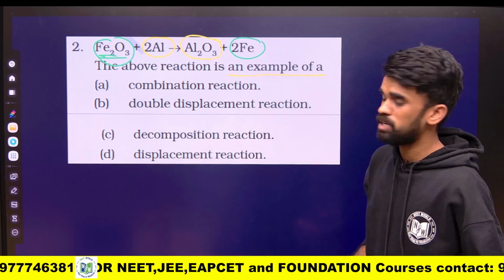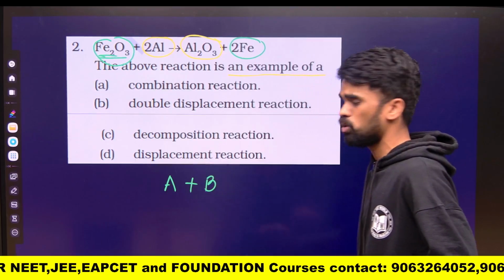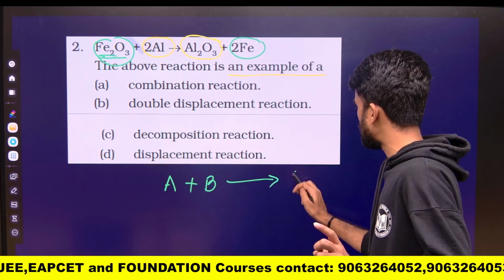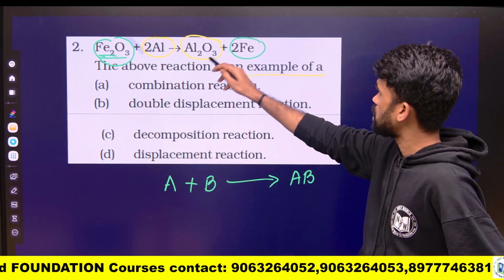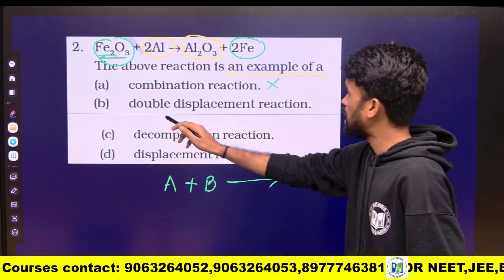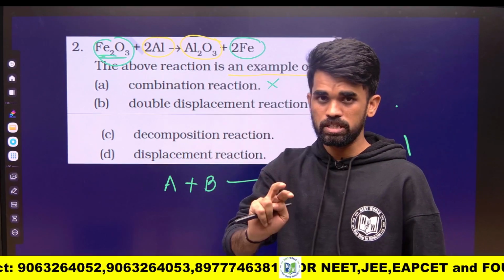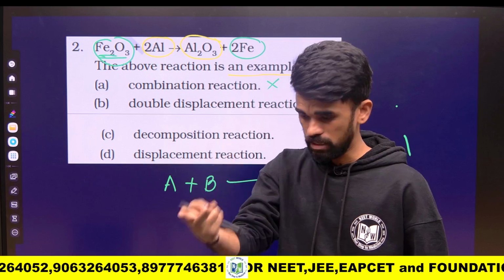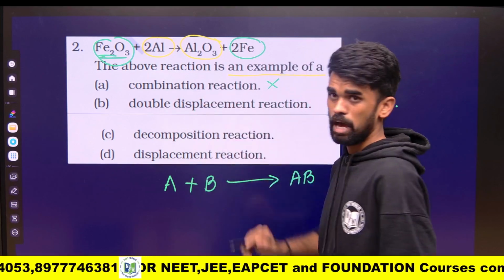No. Combination means two or more elements or two or more compounds combine to form one single product, like an AB kind of product. But that is not happening here, so the first option is not correct. Next, double displacement. What do we mean by double displacement? Two species, two elements, should displace from their compounds, right? But that is also not happening.